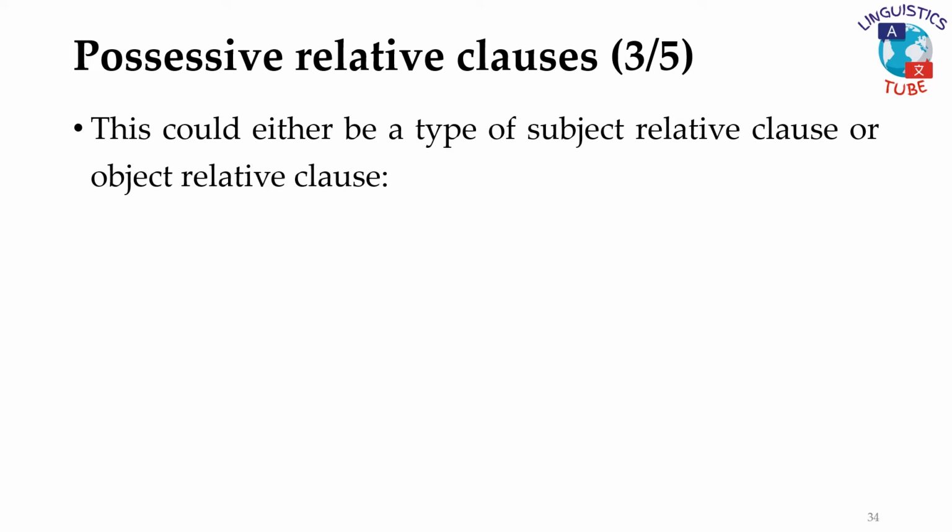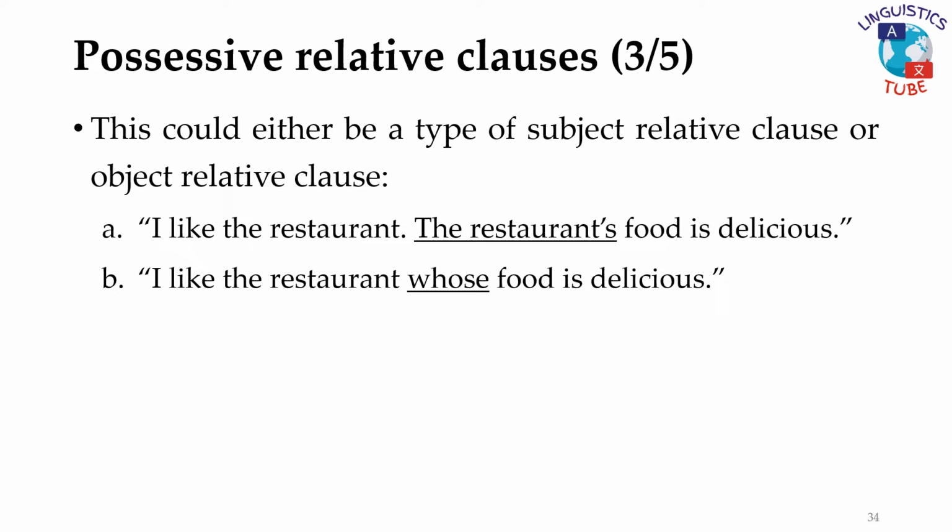Possessive relative clauses can either be a specific type of subject relative clause or object relative clause, depending on whether the possessive phrase is in the subject or object of the second full sentence. Compare these two examples. I like the restaurant. The restaurant's food is delicious. I like the restaurant whose food is delicious. Here, the noun phrase containing the possession is the subject of the second full sentence, so the apostrophe s phrase becomes the relative pronoun whose.